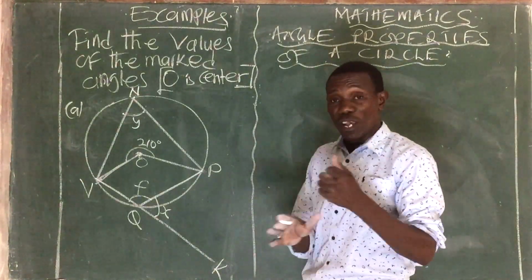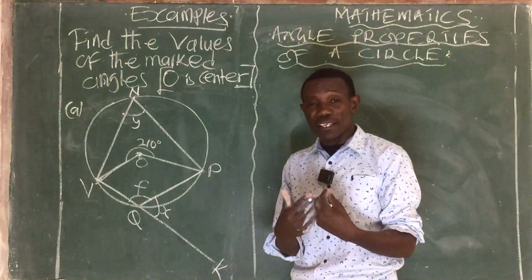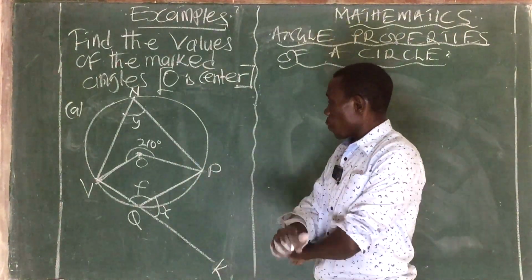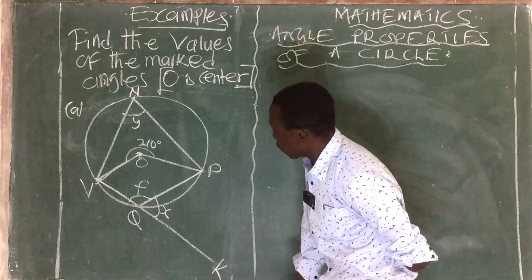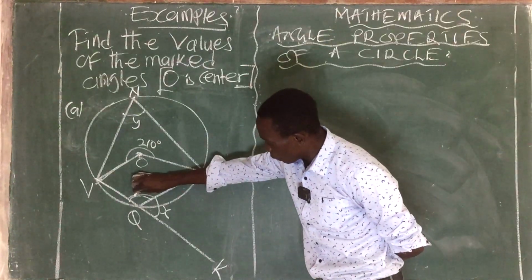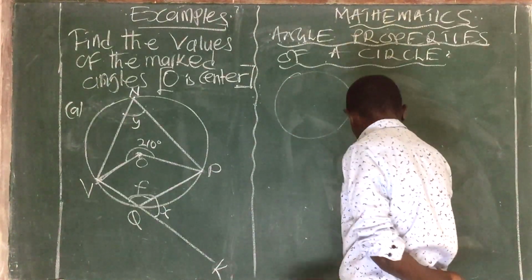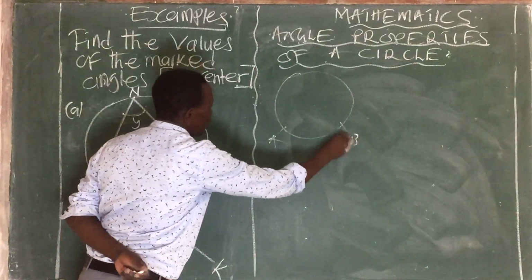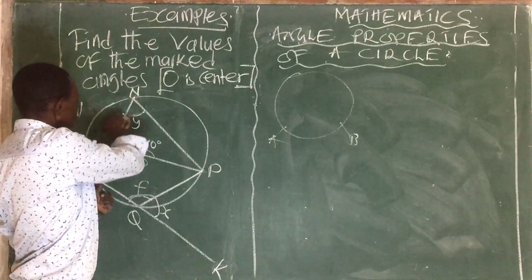That's the angle at the center being twice the angle at the circumference. We're talking about a particular arc, the minor arc, subtending an angle at the center, and the same applies to the major arc. Now let's begin. We are going first to calculate the value of angle F, this one here. By the theorem we discussed earlier, if we have an arc AB, in this case let's talk of the major arc, arc VNP.